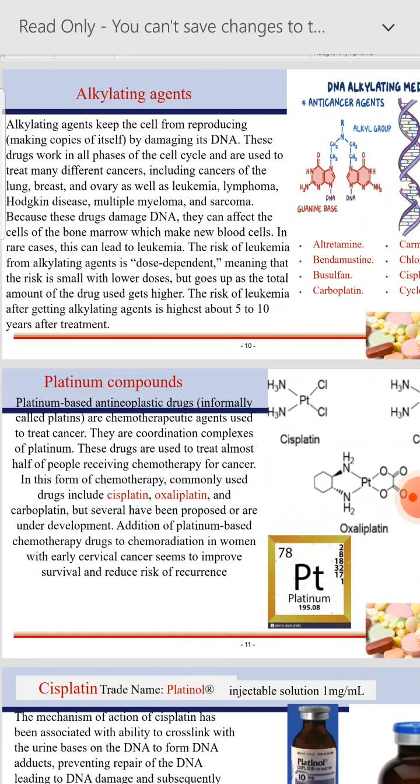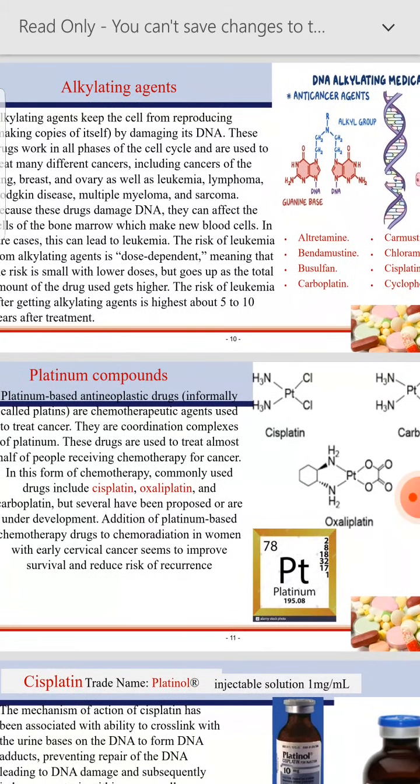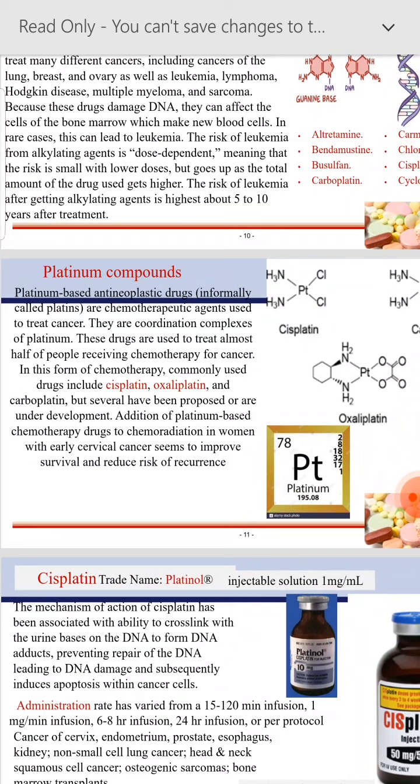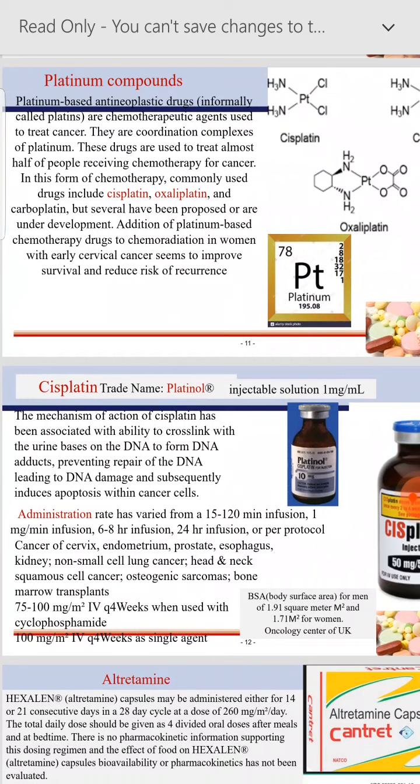So let's talk about platinum compounds. Platinum-based anti-neoplastic drugs, formerly called platins, are chemotherapeutic agents used to treat cancer that are coordination complexes of platinum. These drugs are used to treat almost half of the people receiving chemotherapy for cancer. Commonly used drugs in this form of chemotherapy are cisplatin, oxaliplatin, and carboplatin, but several have been proposed or are under development. Let's talk about cisplatin here.